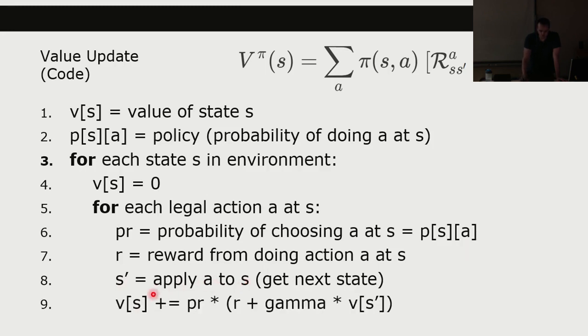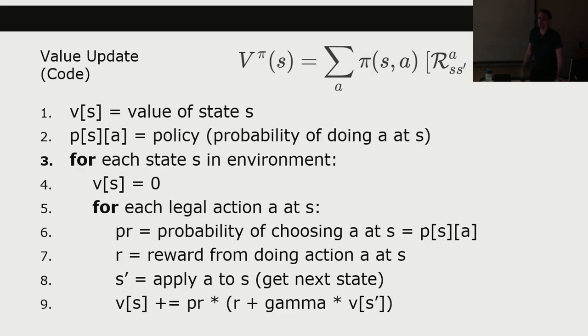Then what we do is we say V of s, which is currently 0, we are going to add the probability of choosing that action times the reward plus gamma times V of S prime. And this for loop here is exactly what we are doing right here. So that is just the mathematical formula in terms of actual code, which I personally find much easier to understand. So now we've got the value.